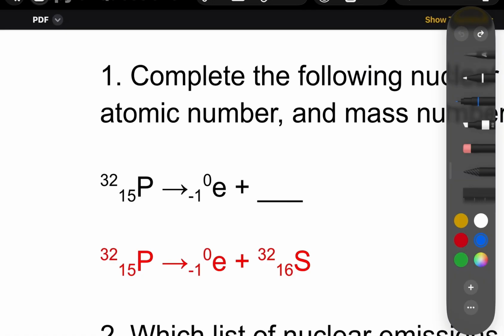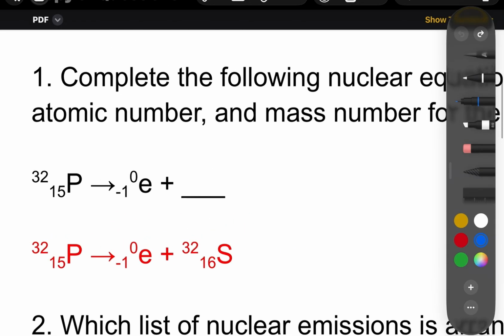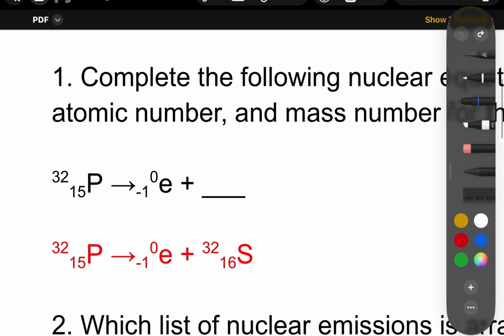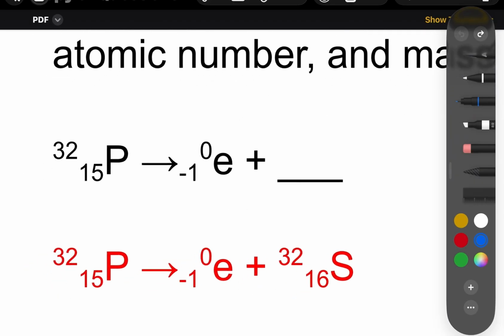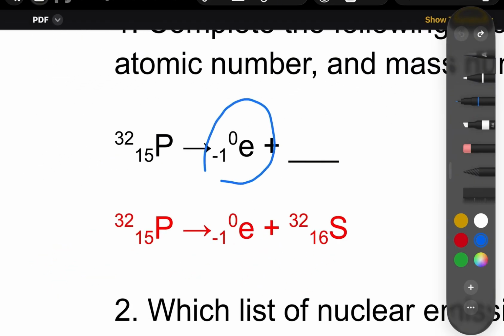Hi everyone, I'm going to try my best to quickly go over all these chemistry problems and explain how you get to that answer. So here we have a nuclear equation and it's asking us to find the missing element, right? So we can see that on the product side, we have a beta particle being released.